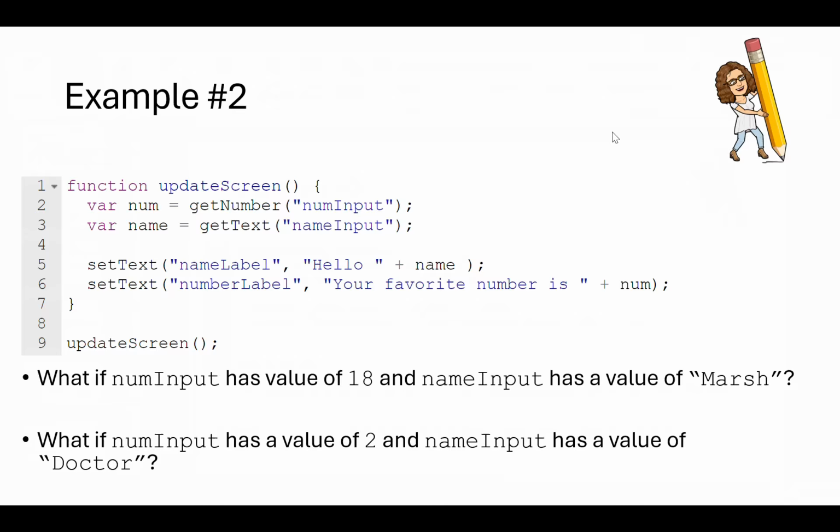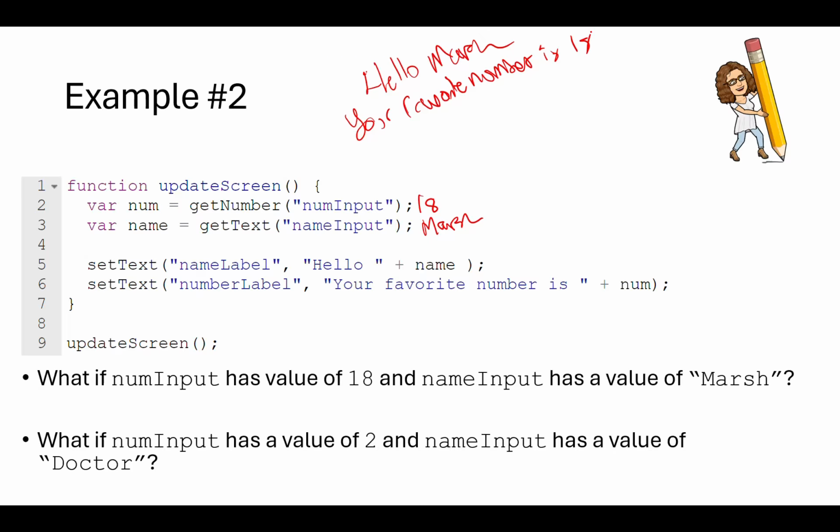Let's take a look at the last example. So the first thing, we have a value of 18 and name input has a value of Marsh. So that means that I have an 18 in num and Marsh in name. So hello name, I'm going to set the text so it's going to say hello Marsh, right? And then in my other label, it'll say your favorite, sorry guys, can't write today, number is 18.